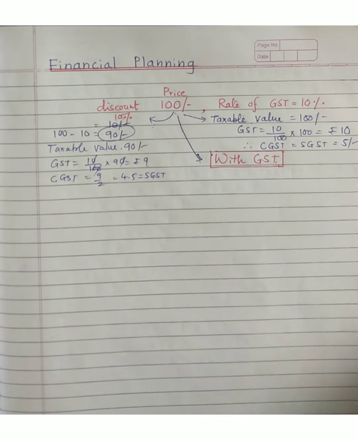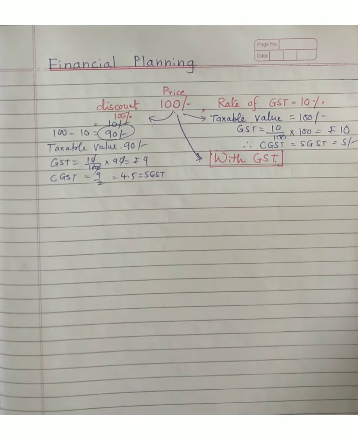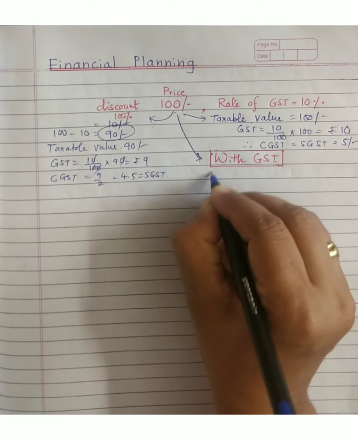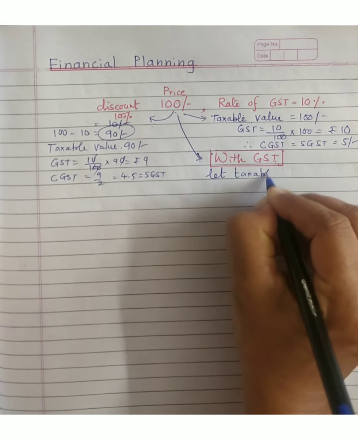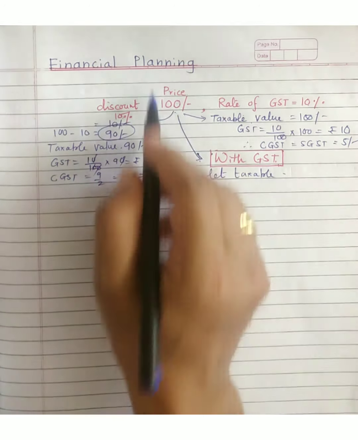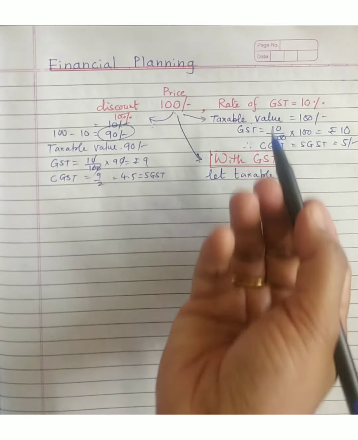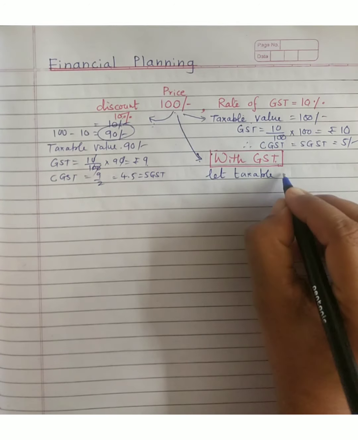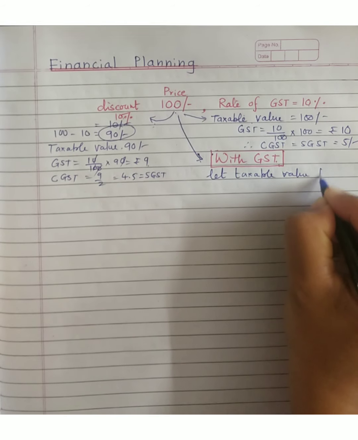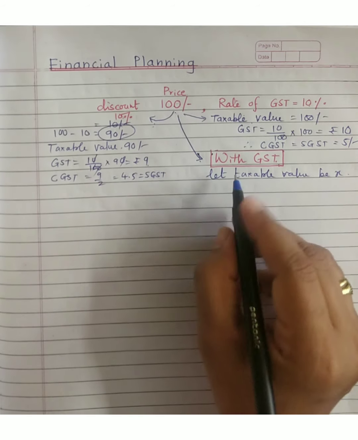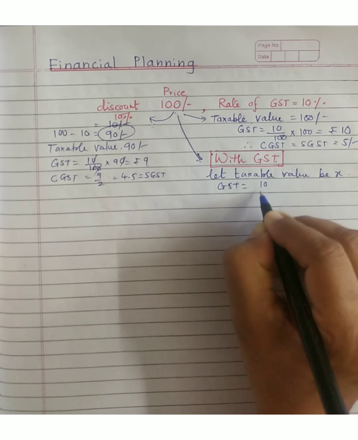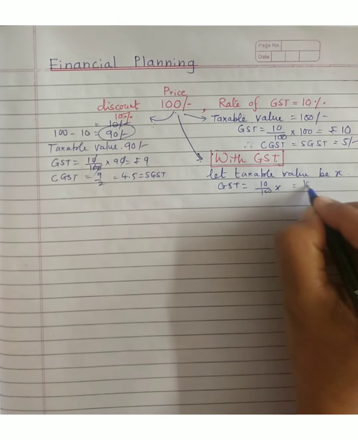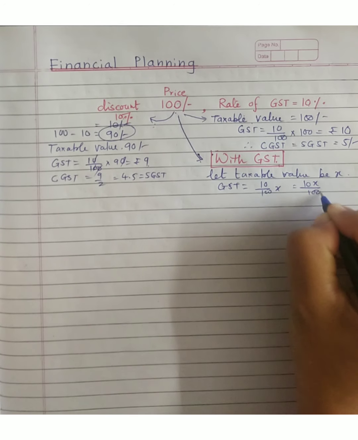Okay, so here since 100 is the cost with GST, I will assume the taxable value. I will not calculate 10% on 100 again, because 100 includes the 10% already. So let the taxable value be x. Okay. Then GST will be what? GST will be 10% of x, that is 10x upon 100.